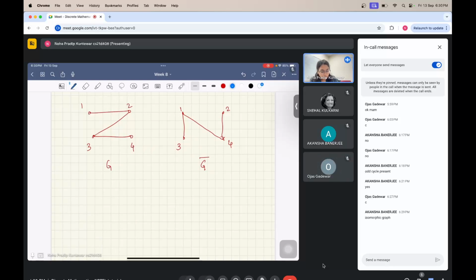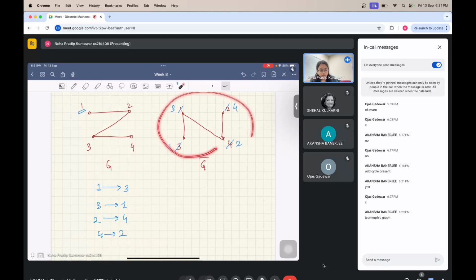So why is that? Because isomorphism says that you can map vertices, you can relabel the vertices. So I'll relabel 1 in the graph G with 3, then I'll relabel 3 with 1, 2 with 4, and 4 with 2. Is that making sense? So this will be relabeled as 3, this will be relabeled as 1, this will be relabeled as 2, and this will be relabeled as 4. Then this is exactly the same graph and the same labels that you have. Is that making sense?